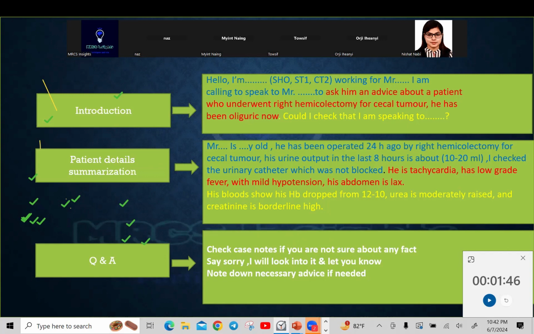Because sometimes the consultant may purposefully ask you about some investigation reports which are not mentioned in the case notes. In that case, if you make things up, it will bring down your marks. So please make sure that you don't make things up. Just say sorry, I'll look into it and let you know. And whatever the consultant tells you, note down the necessary advice, okay? Because at the end of the conversation, the consultant may ask you about the advice he has given, right? So I think that will be all.